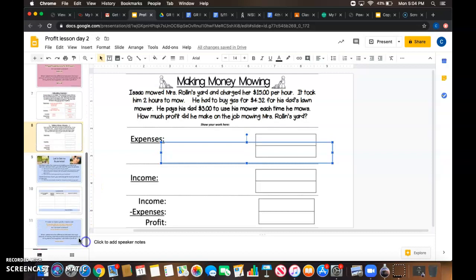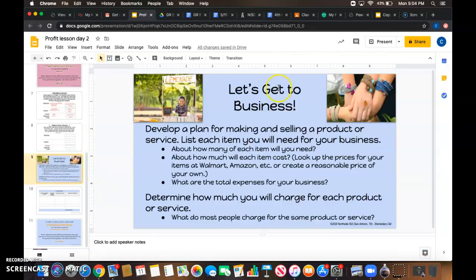Or there's a more challenging one that is here for you guys. It's called Let's Get to Business. So this one, you're actually going to develop a plan for making and selling of a product. You're going to list each item you will need for your business. So it'll tell you how many of each item you're going to list, about how much each thing will cost, and what the total expenses were for your business. And then you're going to determine how much you will charge for each product or service. So this is going to tell us you're going to base it off of what most people charge for that type of product that you've come up with.